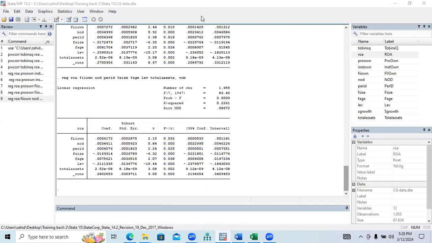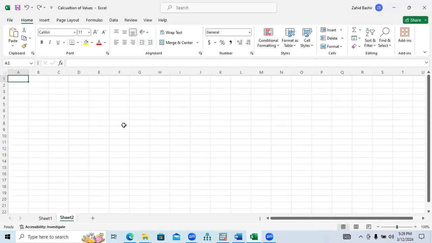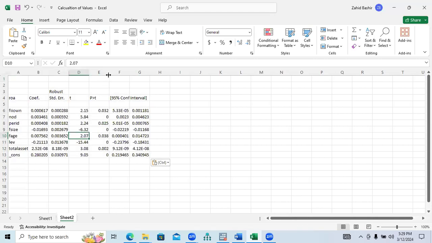I have done this part in my previous video. I was saying that this is the table which is showing that all the variables are significant. Now I need to create an APA style of table using this table. So go to edit, copy table, and go to your Excel sheet, control V. It will look like this.